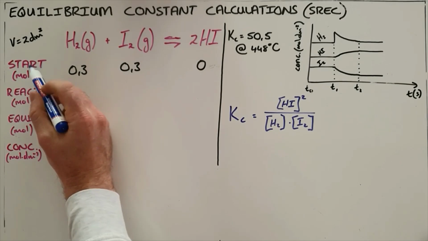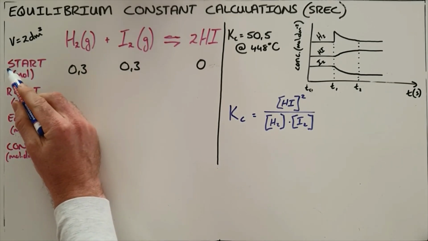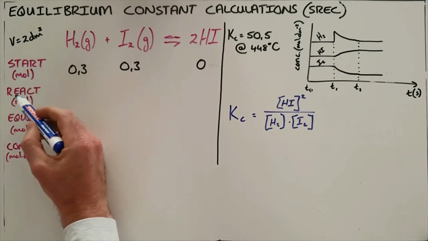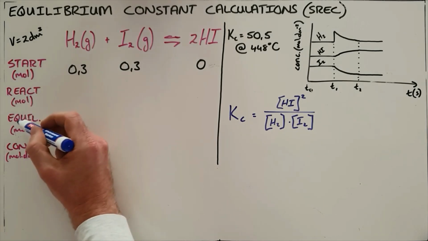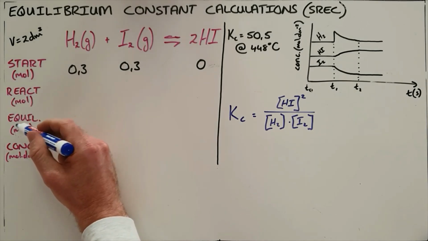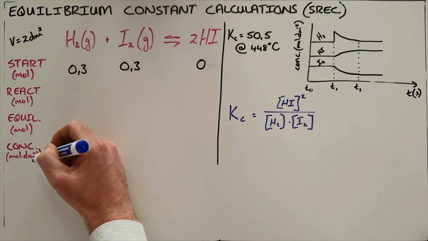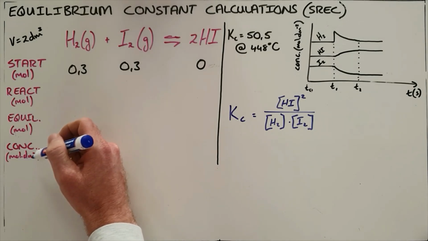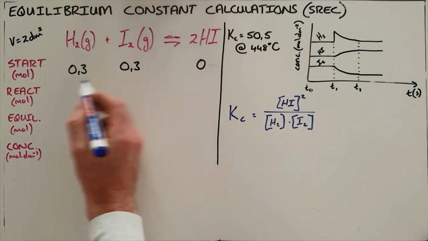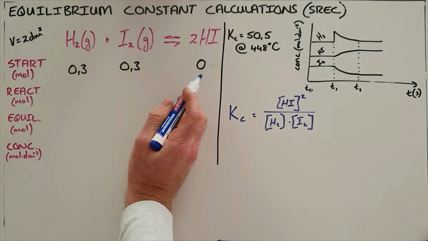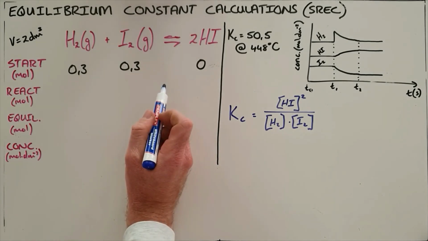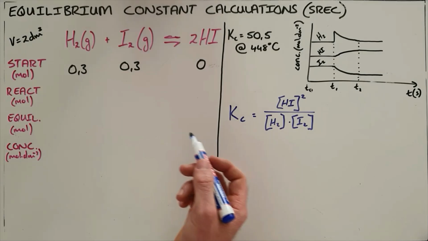Note here that in your SREC table you must specify that S means the start number of moles, R means the reacting number of moles, equilibrium means the number of moles at equilibrium, and concentration, or C, is the concentration at equilibrium. So once we have filled in our values here, there's not much more that we can do. We are forced to introduce a variable.